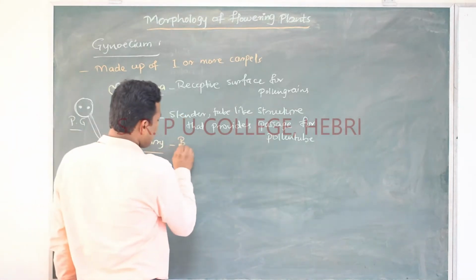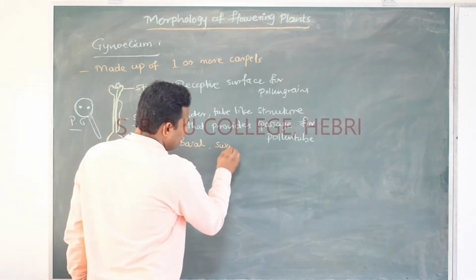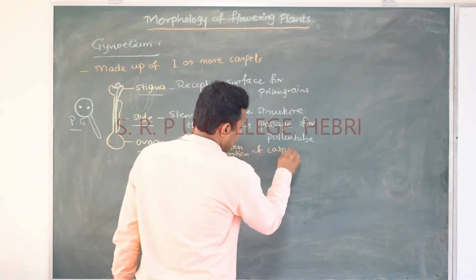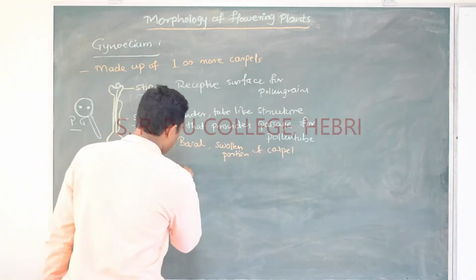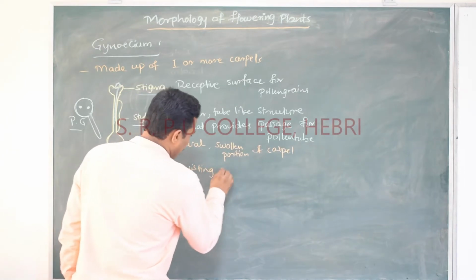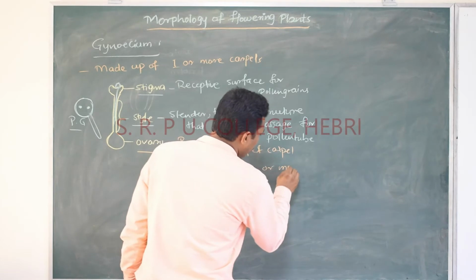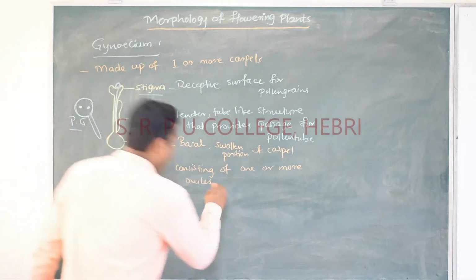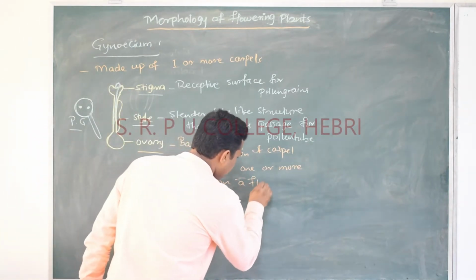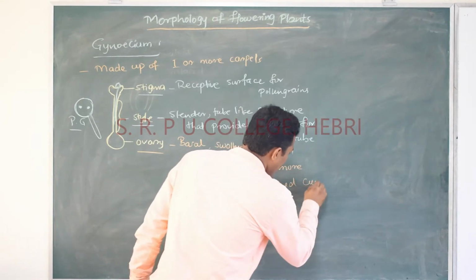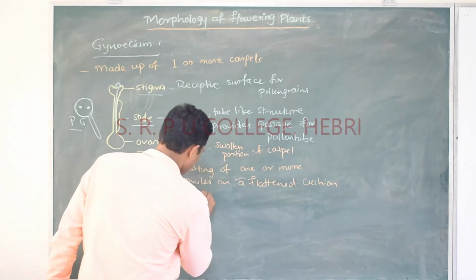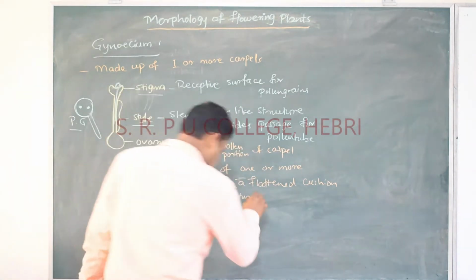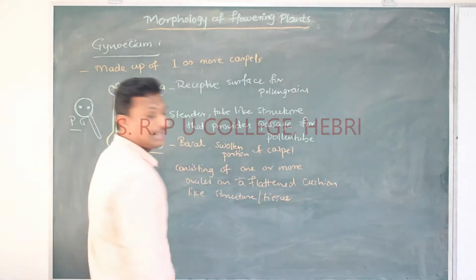Ovary is the basal swollen portion of the carpel consisting of one or more ovules on a flattened cushion like structure, a cushion like tissue called placenta.